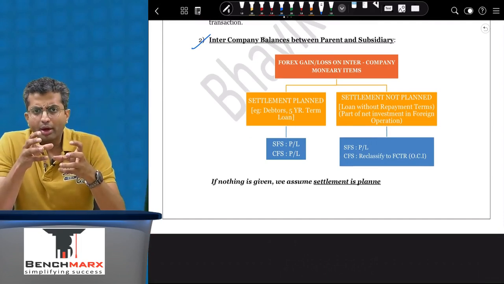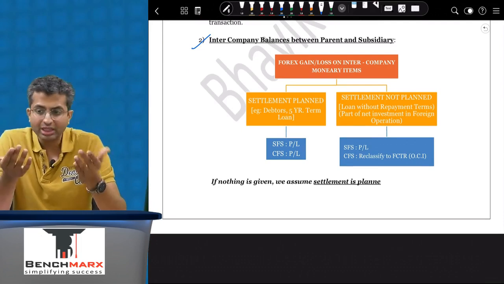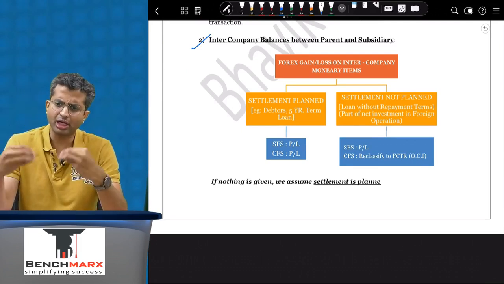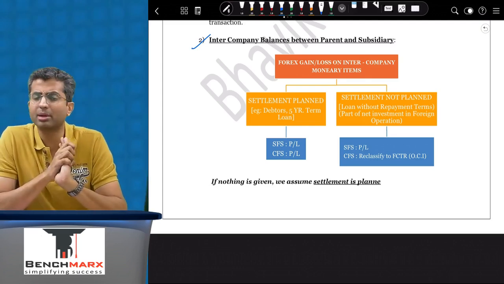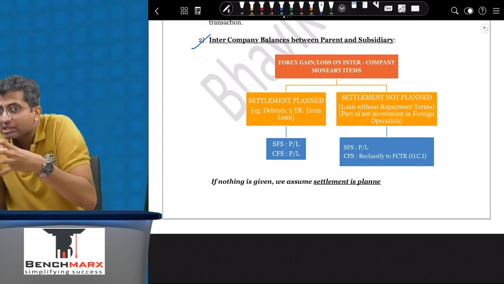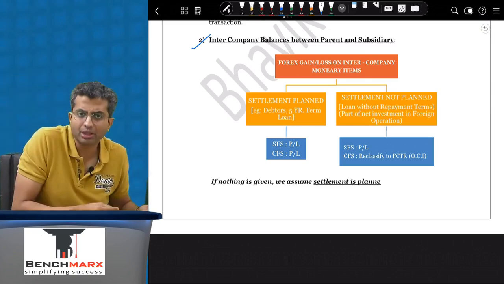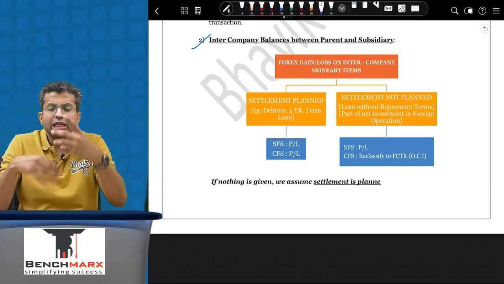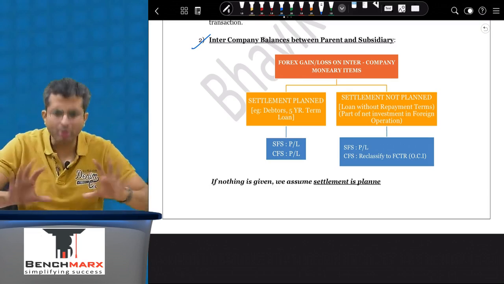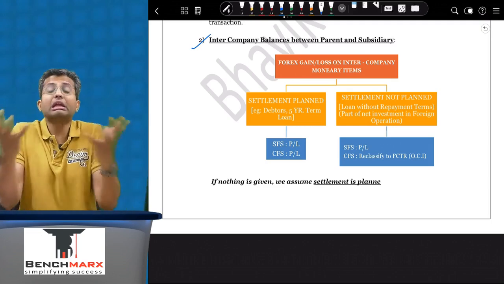Now, because this is a loan in the standalone books, you would have treated it as a monetary item and the gain or loss would have been recognized in the profit and loss. However, if this loan is a loan where settlement is not planned, then the gain or loss ideally is actually on books. It is not a real gain or loss.